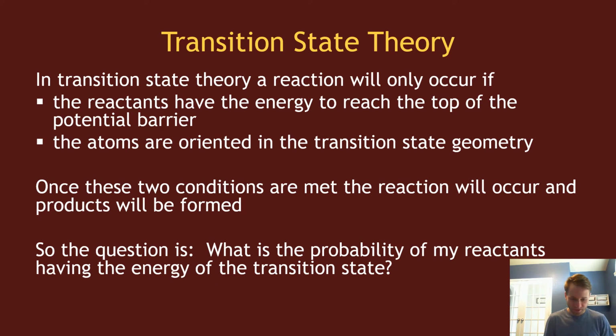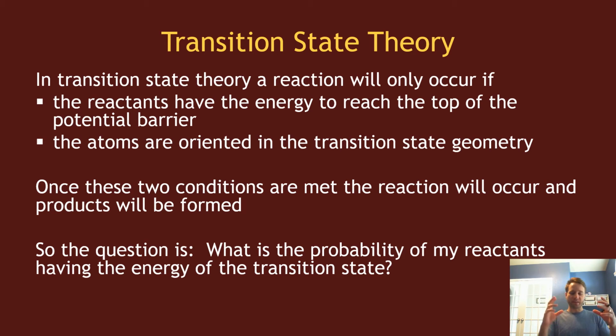And so transition state theory states that there is this minimum energy barrier between your reactants and products. And in order to get to products from reactants, you have to have enough energy to overcome that barrier. And then the atoms and the molecules need to be oriented correctly when they collide in order to form that transition state geometry.